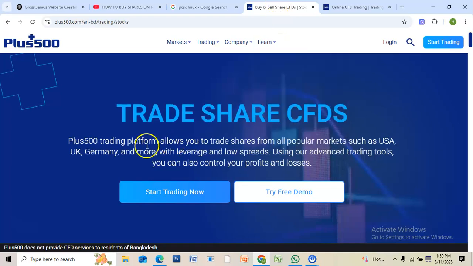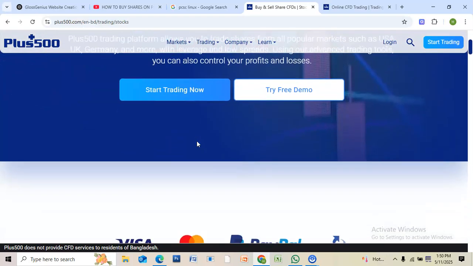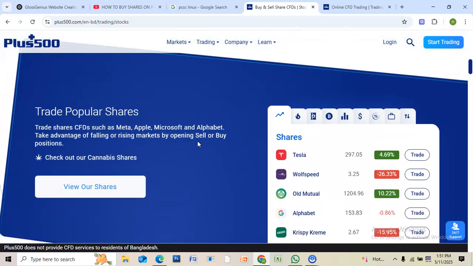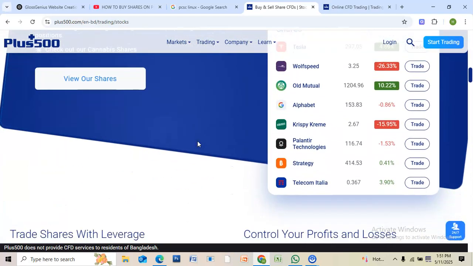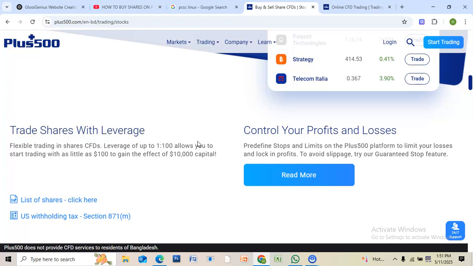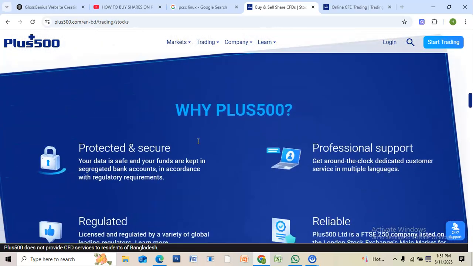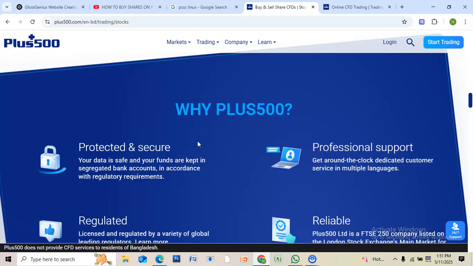Then, once your account is set up, you will be using PLUS500's web trader platform, known for its user-friendly design and powerful features. Create watch lists for the shares you are interested in. Use advanced charts with over 100 technical indicators to analyze the market. Set alerts for price movements or specific trading opportunities.